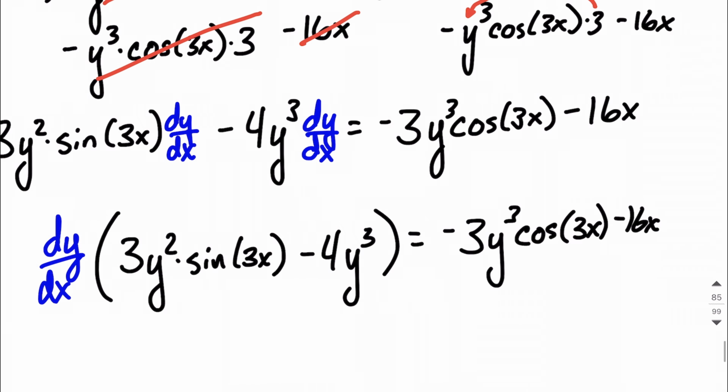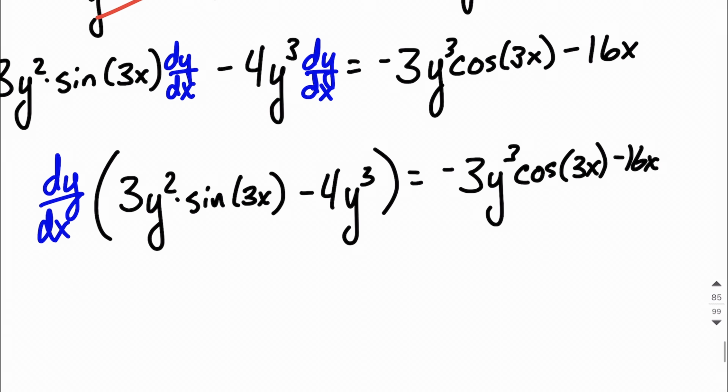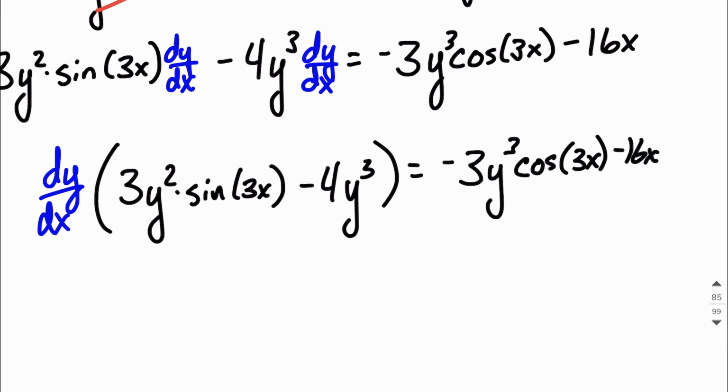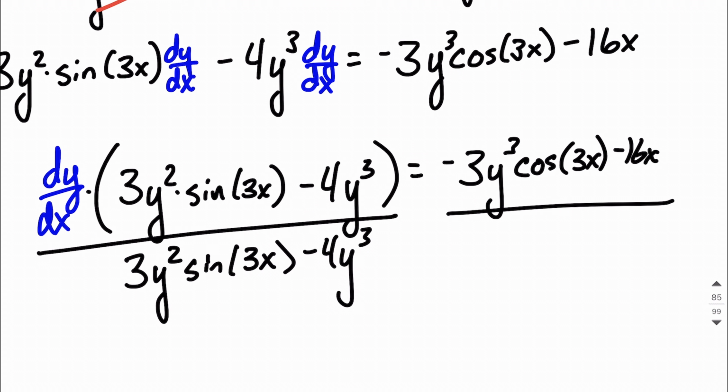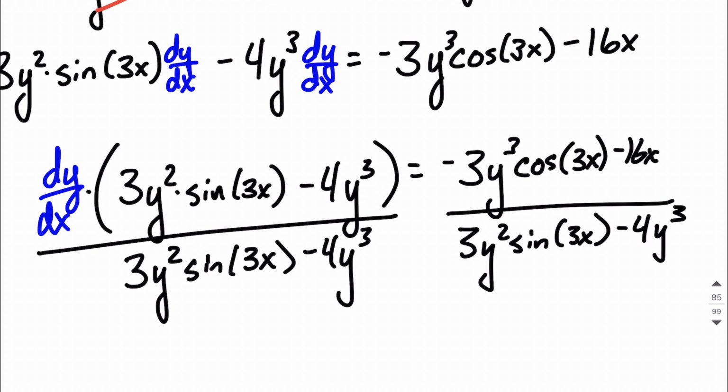All right, so at this point we've set ourselves up that we have dy dx multiplied by everything else on the left-hand side, that big set of parentheses. So to isolate the dy dx, we're going to have to divide both sides by that big set of parentheses. So divide both sides by 3y squared sine of 3x minus 4y cubed. Same thing left side and right side. I'm trying to write this quickly, but there's a lot to write.